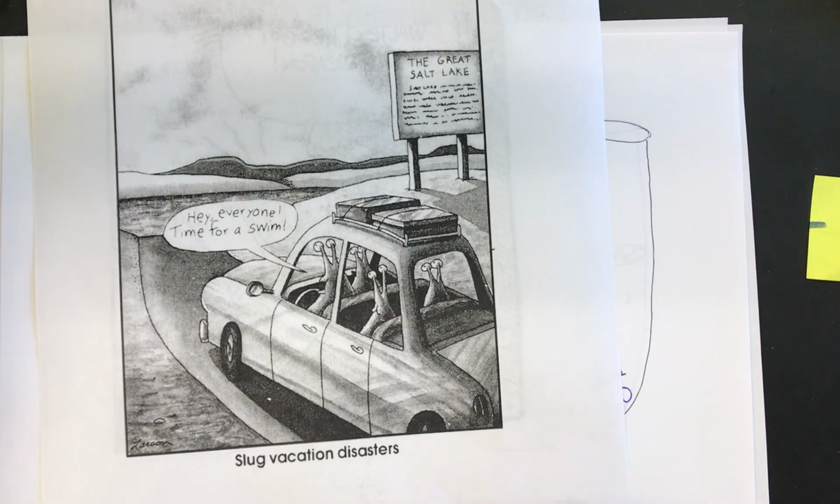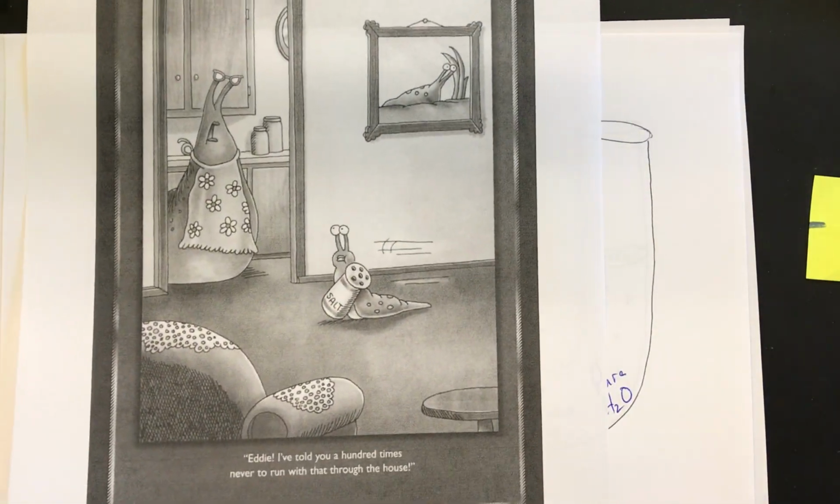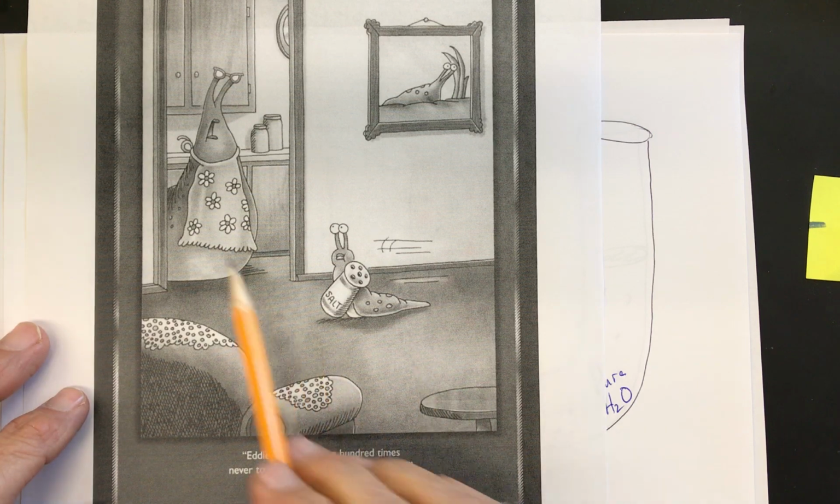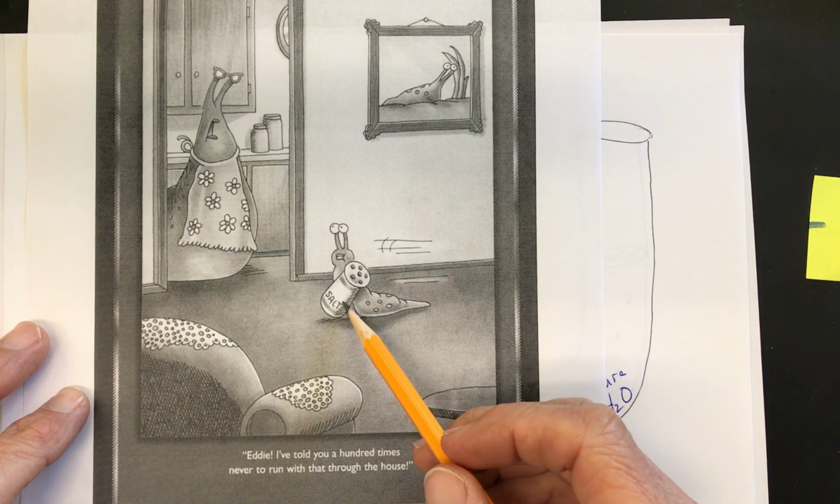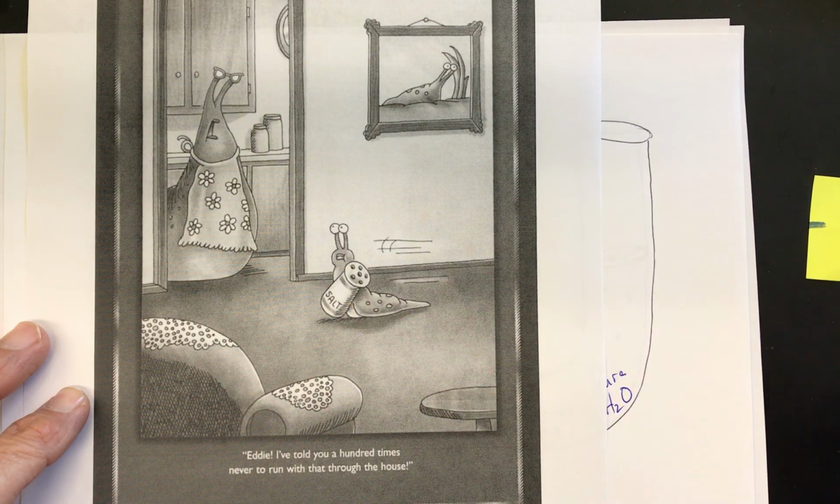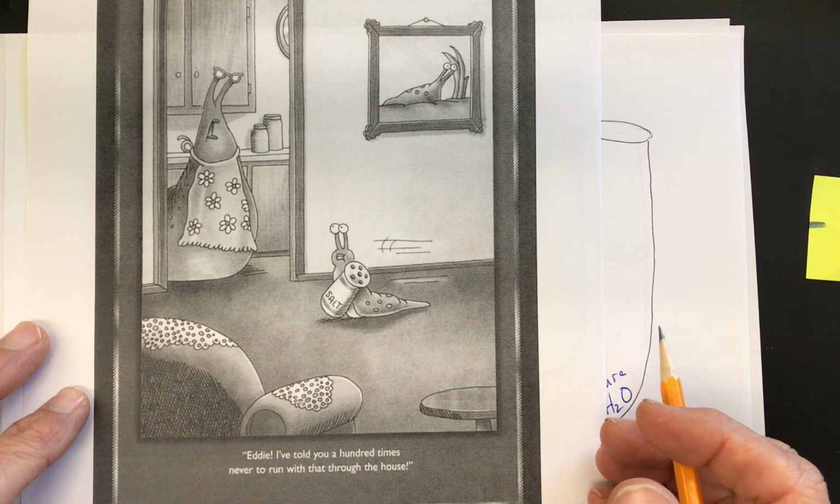And one more Far Side to conclude our thoughts on osmosis. Here is Mama Slug and Young Slug, and it says, "Eddie, I've told you 100 times never to run with that through the house." And what's he carrying? A salt shaker. What would be the concern? Why, he could spill that, and if they were to go across it, it would kill him.